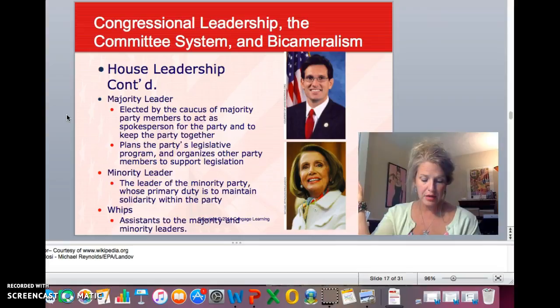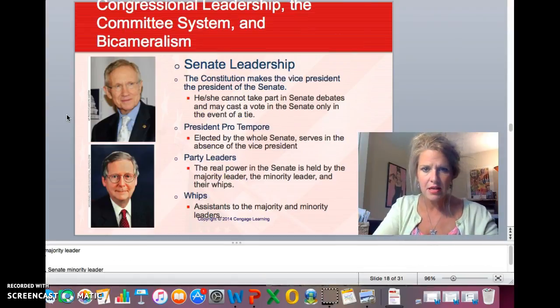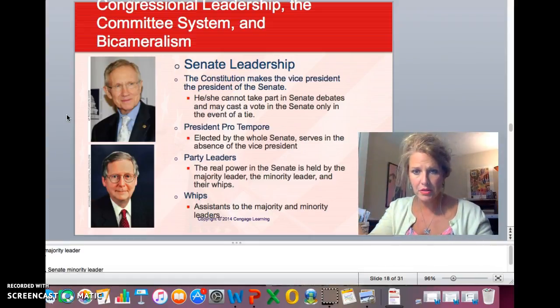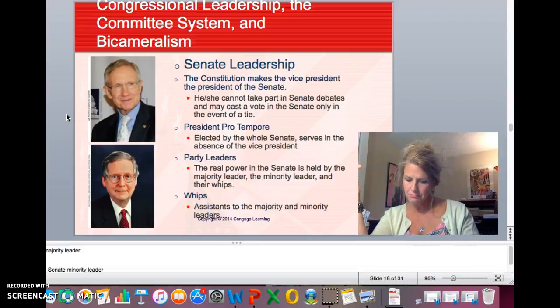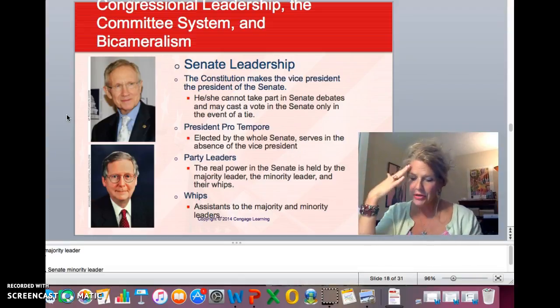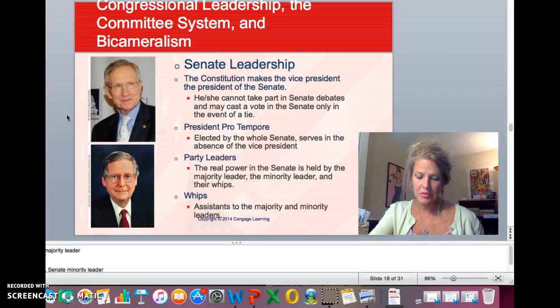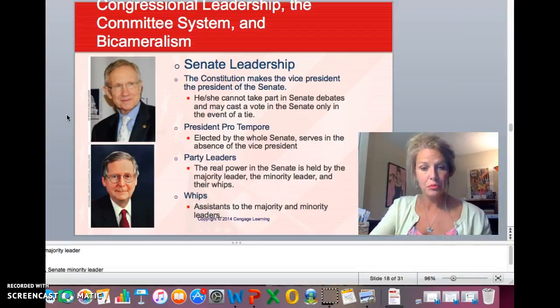All right. You have a president pro tem when the vice president's not there because he also is touring the country possibly and speaking or meeting with people, party leaders, very, very powerful people. On page 249, and I wonder, we might be able to see them. Yeah, here it is. You have the congressional leadership, the committee system, and bicameralism, Senate leadership. President pro tem is elected by the whole Senate, serves in the absence of the vice president. And then you have Mitch McConnell in the bottom picture. Mitch McConnell was the Senate Majority Leader, and the Democratic Senator Harry Reid was the Senate Minority Leader, and Harry Reid is pictured on top. And of course, we know what Mitch McConnell looks like because we are from Cincinnati and Kentucky, many of us.